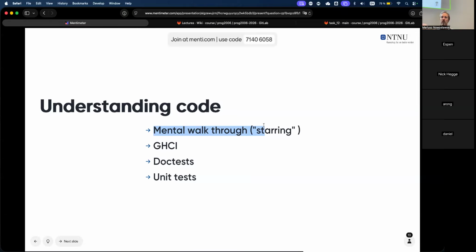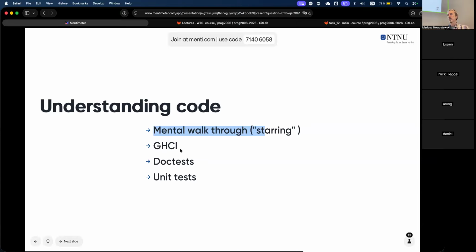So this ability of doing a mental walkthrough is something that you should do. You should try to spend time and understand what your code is doing just by staring at the code and doing the processing in your head, a walkthrough in your head. It's super hard, especially if you're not training it, it is super hard. So that's why we do other things.